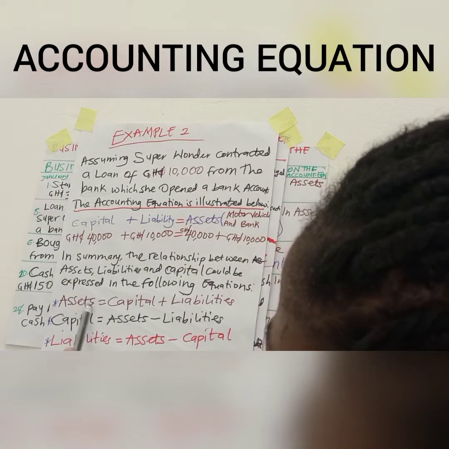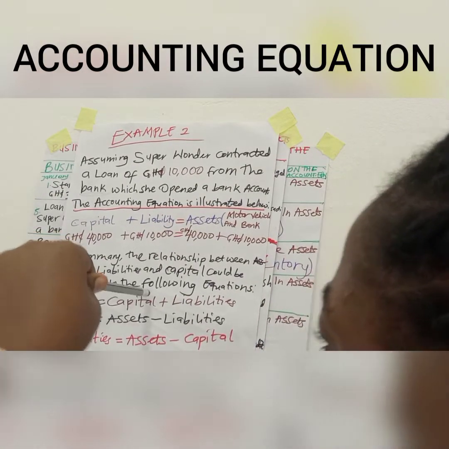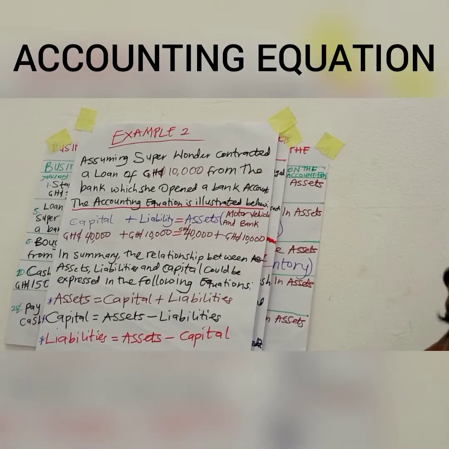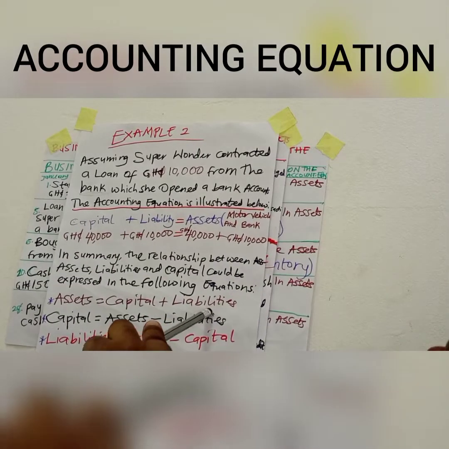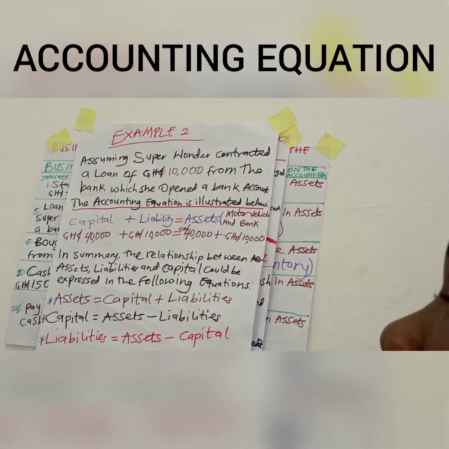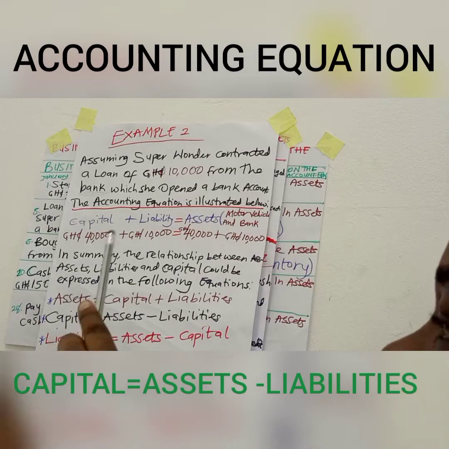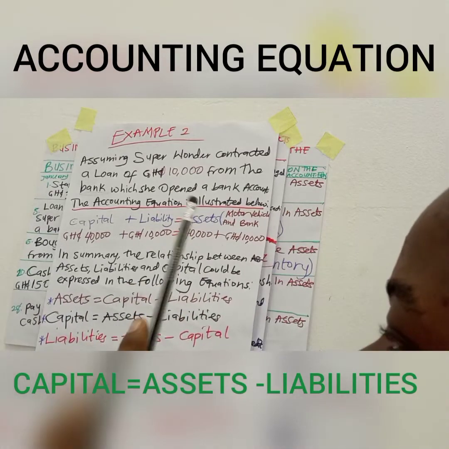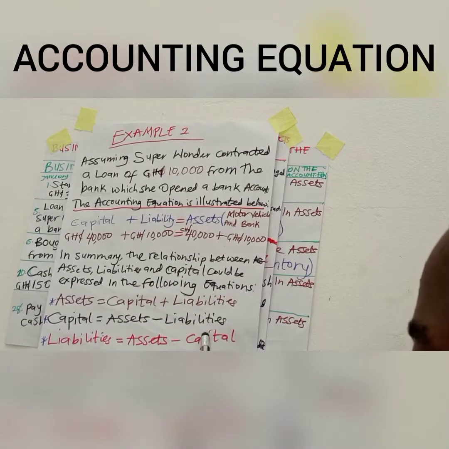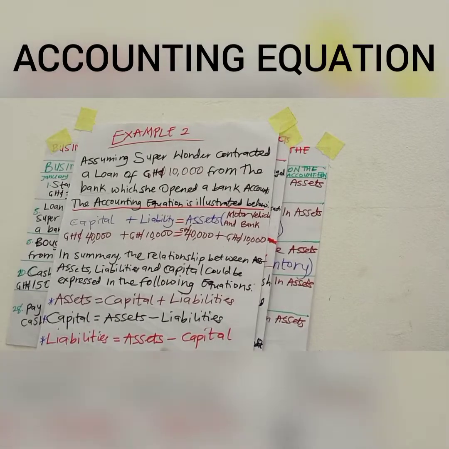So this is capital. The capital will now stand alone and the liabilities will be here. So liabilities will now cross the equal sign. If it crosses the equal sign, then it becomes negative. Then it will be assets minus liabilities is equal to what? Capital. So that is the second one. Assets minus liabilities is equal to capital.